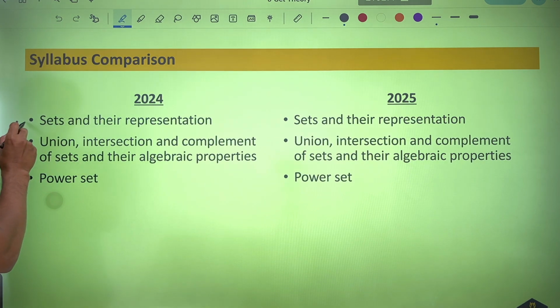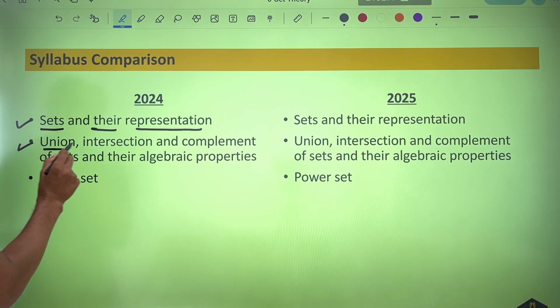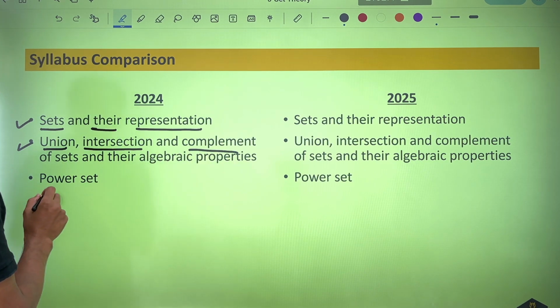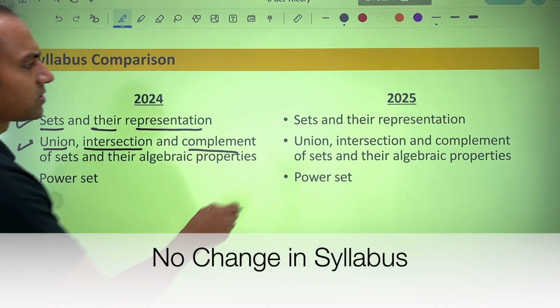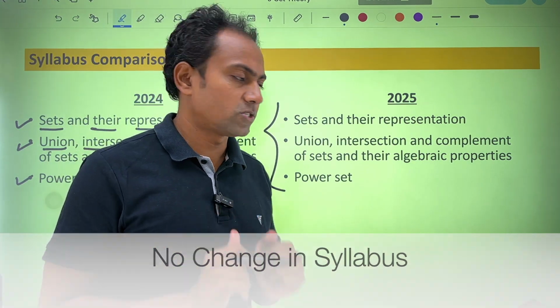Now if I look into the syllabus comparison, you can see that there are 3 subtopics that were asked in 24, that is sets and their representation, union, intersection, complement and their properties, and power set, and these 3 topics have remained the same in 2025. So from the syllabus point of view, there has been no change.